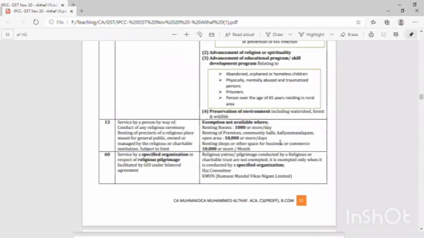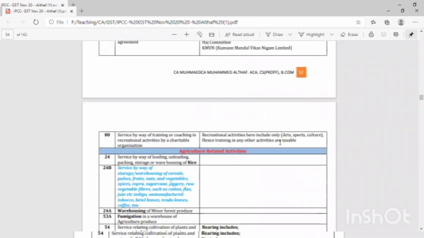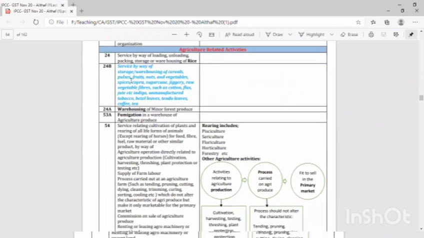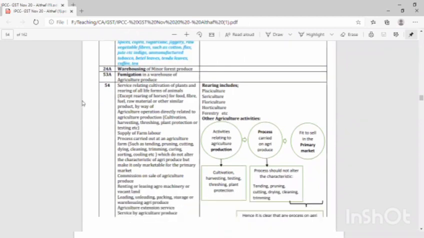Here there is no amendment. Charitable, there are no amendments. Agriculture related activity, small amendment, that is service by storage and warehousing of cereals, pulses, fruits, nuts and vegetables, spice, copra, sugarcane, jaggery. The storage and warehousing of these things they have specifically exempted. So that is one amendment that happened.